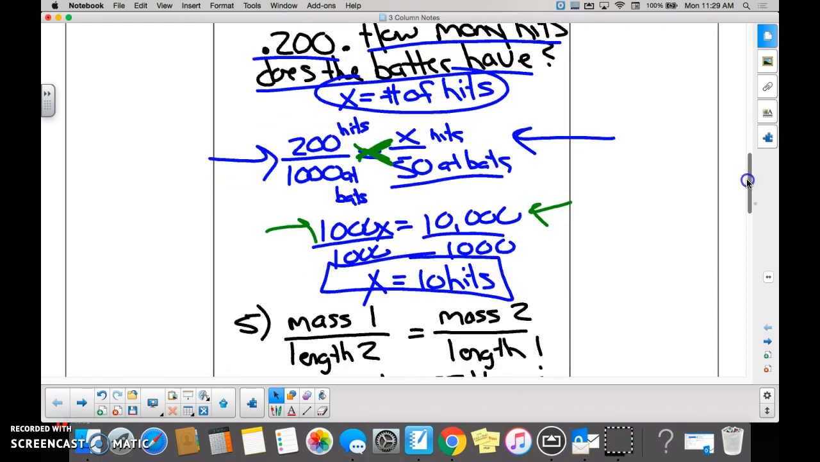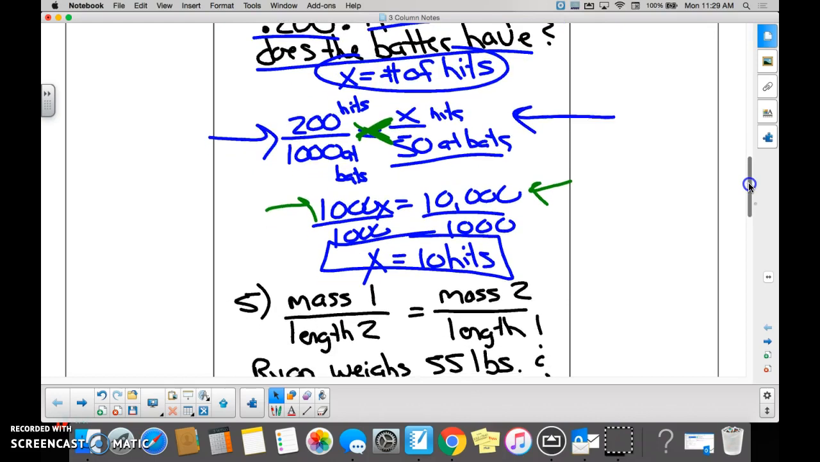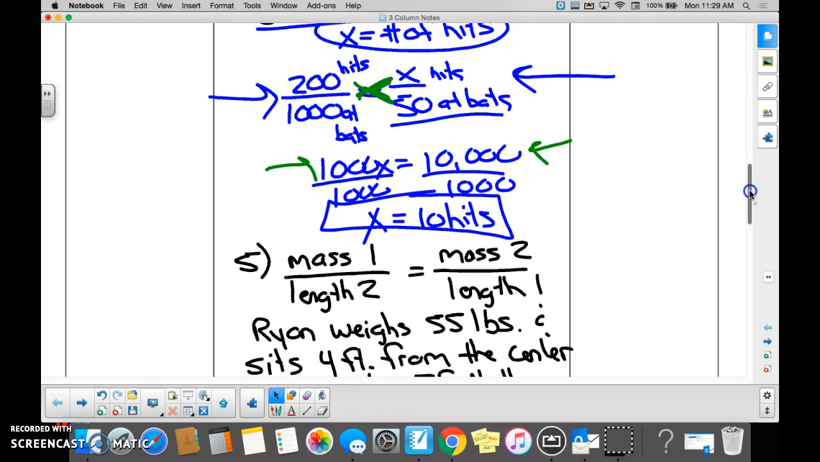Make sure you label your answer, because are you guys good at labeling answers in this class? No. No, our last test proved that.